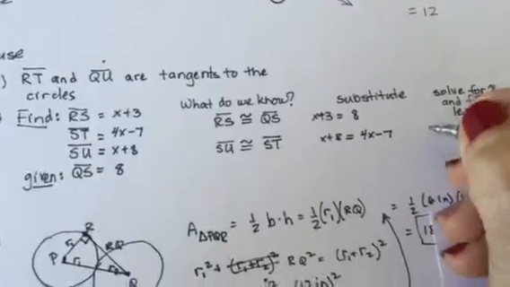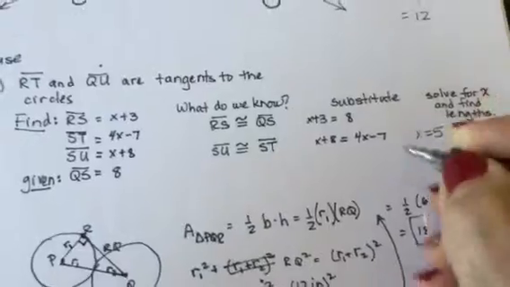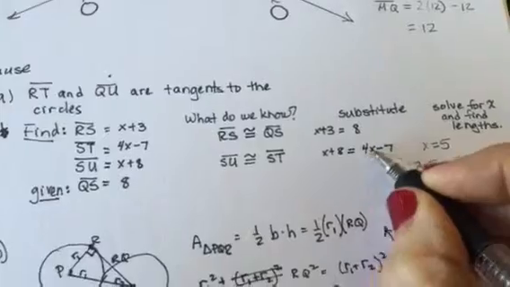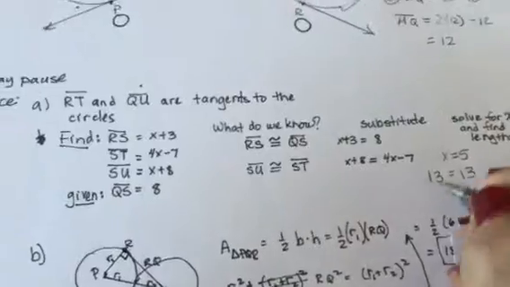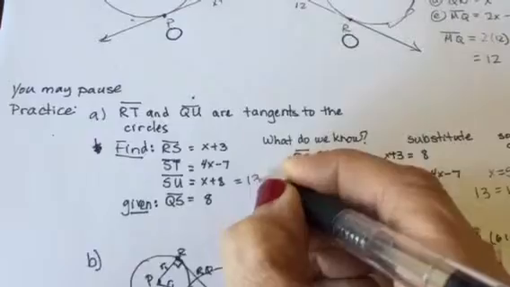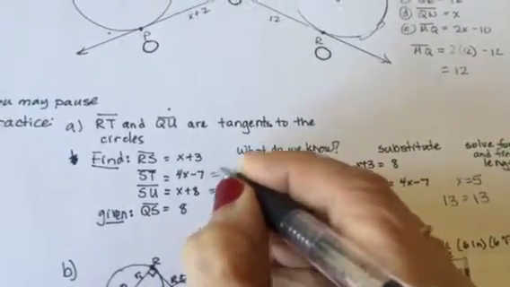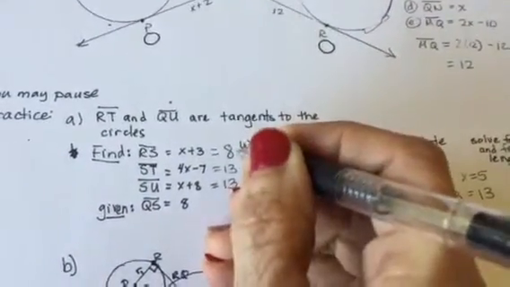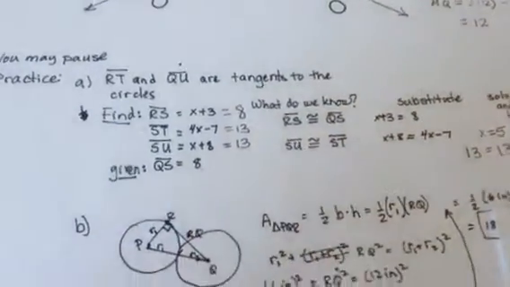At this point, you can find that x equals 5. And so x plus 8 is 13, which equals 20 minus 7, which is 13. So our length of SU is congruent to 13, and our ST is 13, and our segment RS is indeed 8, which is what we would expect from the original. Very good.